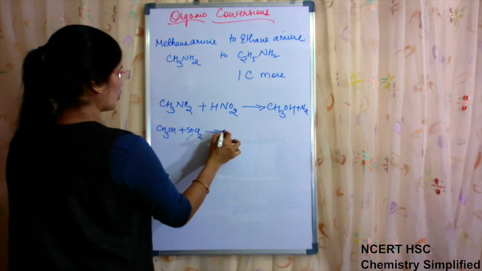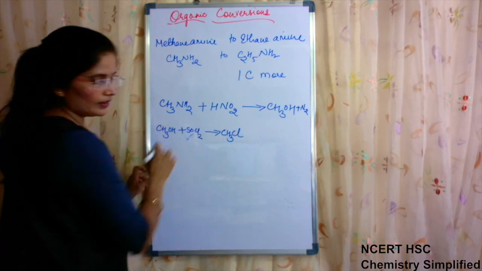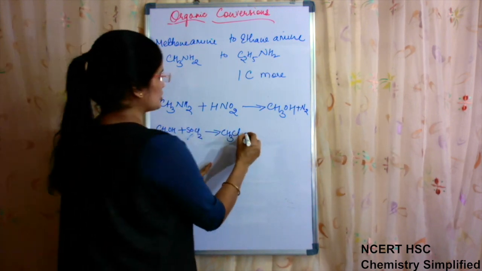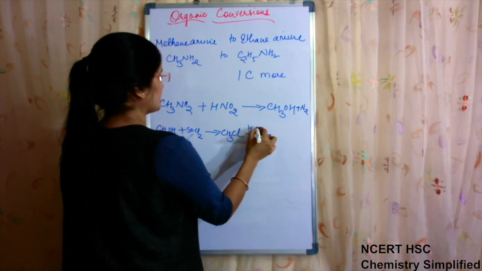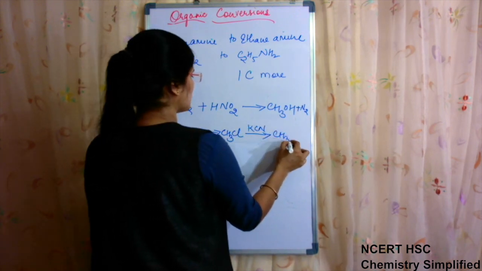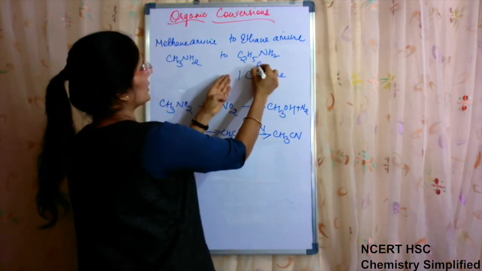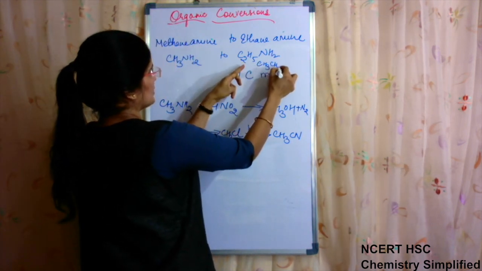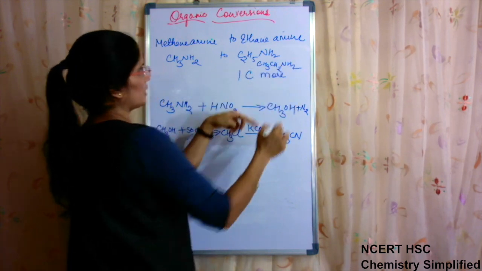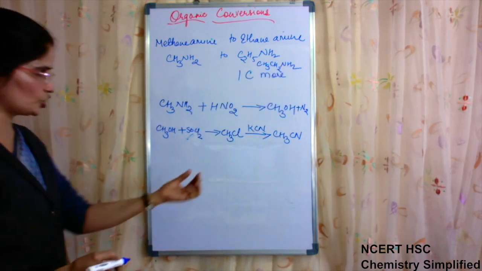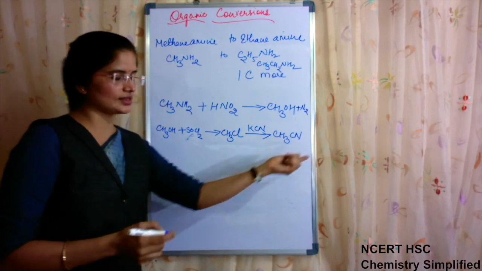Now this alcohol CH3OH can be halogenated with SOCl2 to form CH3Cl, which can be treated with KCN to form CH3CN. Okay, and your compound required is CH3CH2NH2. Ethanamine is CH3CH2NH2. So we have reached CH3CN.